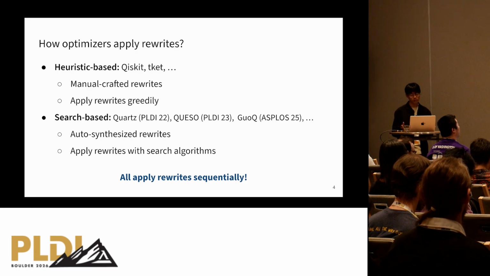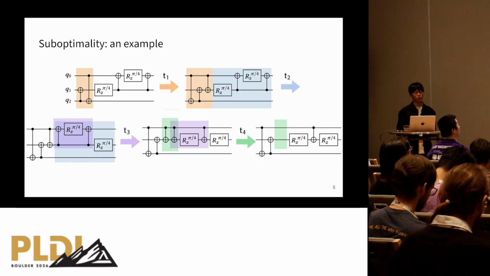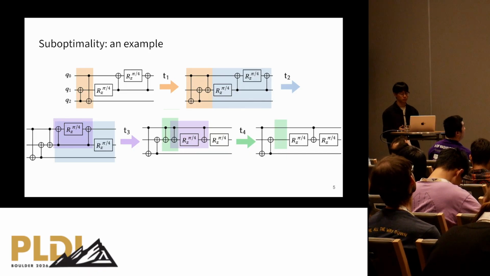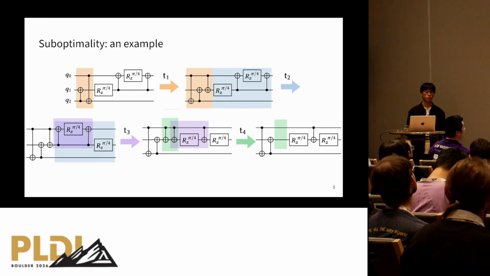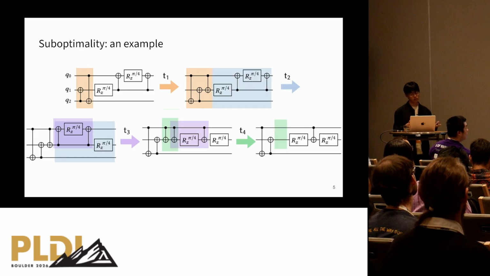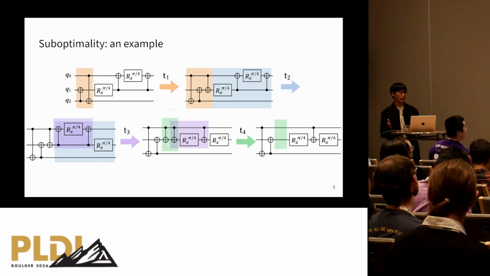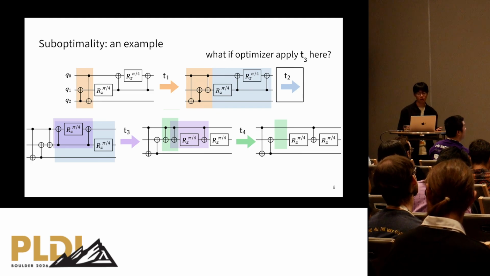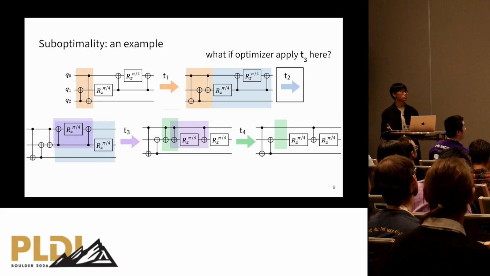So what's the problem with sequential? Let's use an example to show how sequential application can lead to suboptimality during circuit optimization. This is a real-world quantum circuit example, and this is a correct optimization path. We can see that it is composed of 4 sequential rewrites from T1 to T4, and each rewrite does a transformation. However, in real-world optimization, we are not always so lucky to pick such a correct optimization path. For example, what if the optimizer applies the rewrite T3 here?